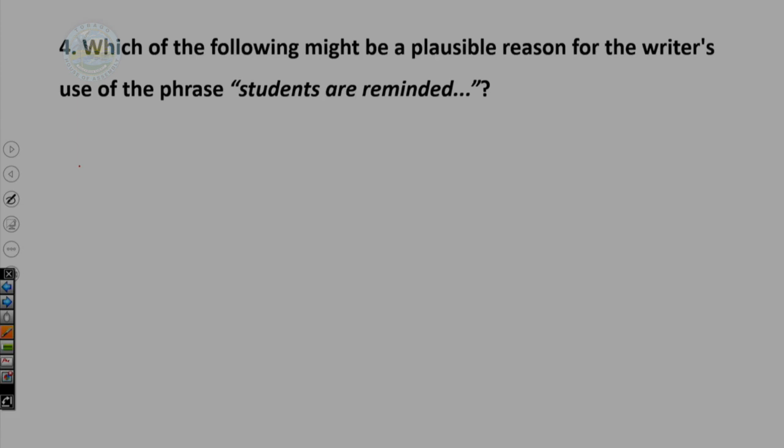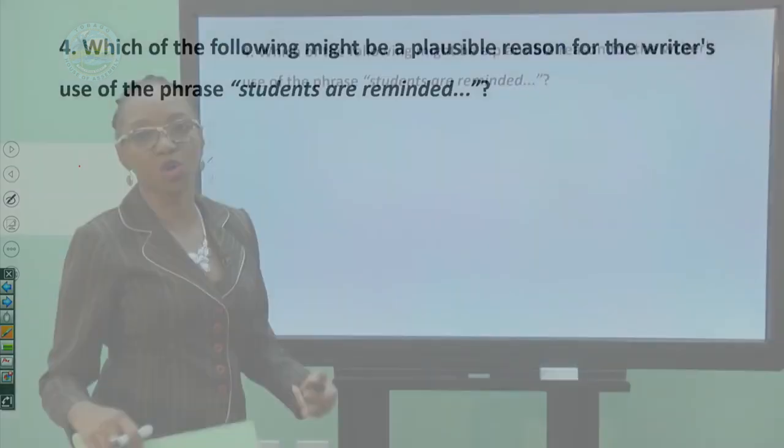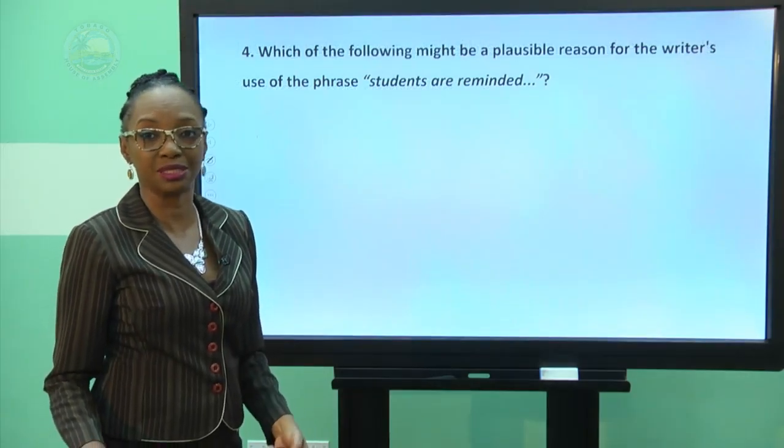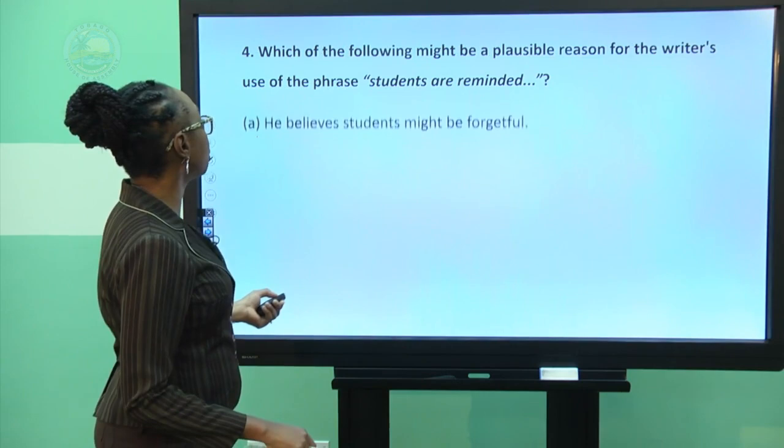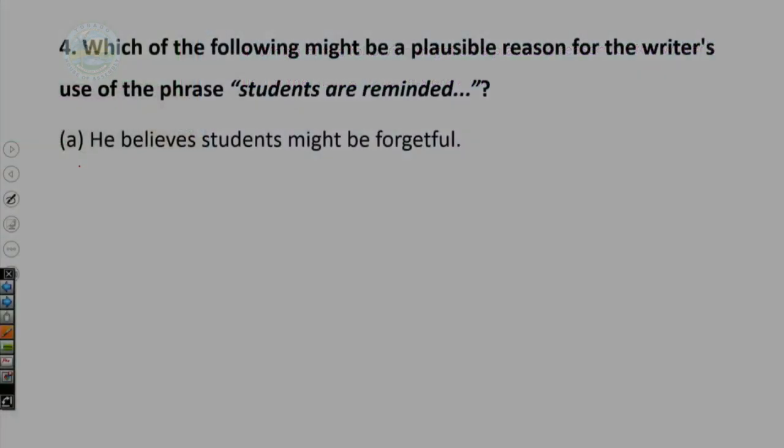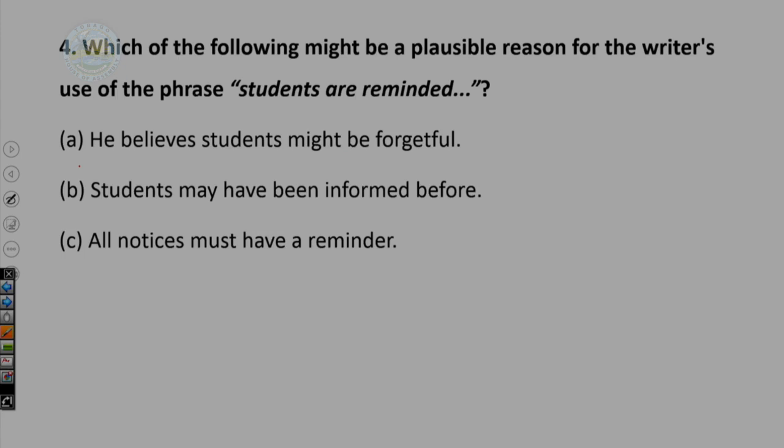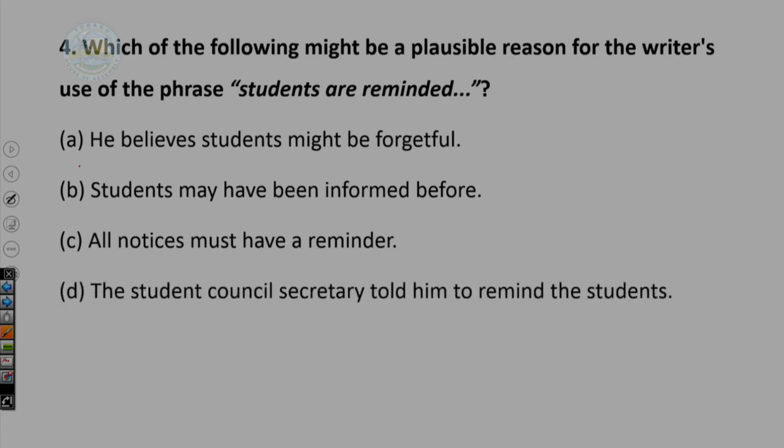Which of the following might be a plausible reason for the writer's use of the phrase, students are reminded? This is a phrase used in the notice. However, the answer is not going to be found within the actual passage. It is calling for you to draw a logical conclusion based on the information presented. So why may the writer use the phrase, students are reminded? A, he believes students might be forgetful. B, students may have been informed before. C, all notices must have a reminder. Or D, the student council secretary told him to remind the students.